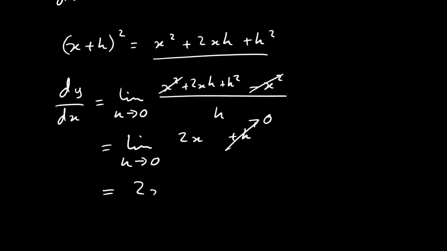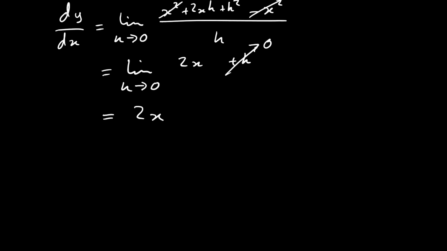So what am I going to be left with? I'm just going to be left with 2x. So what have I said? Well, I started with y equals x squared, right? And then I differentiated to get dy by dx equals 2x.